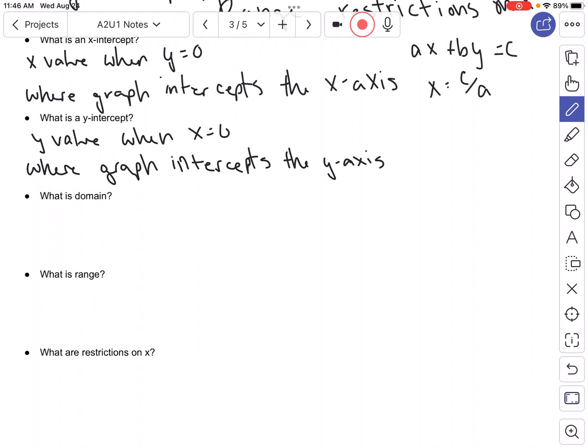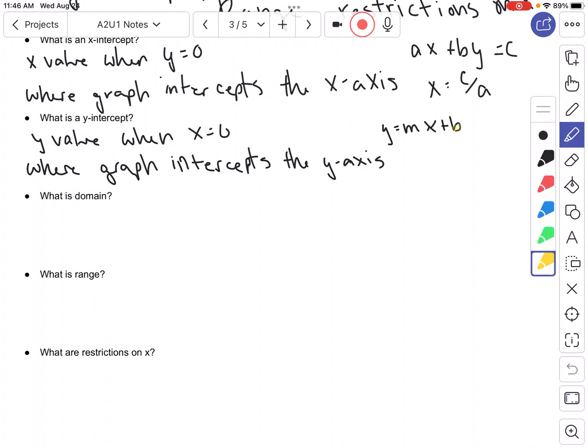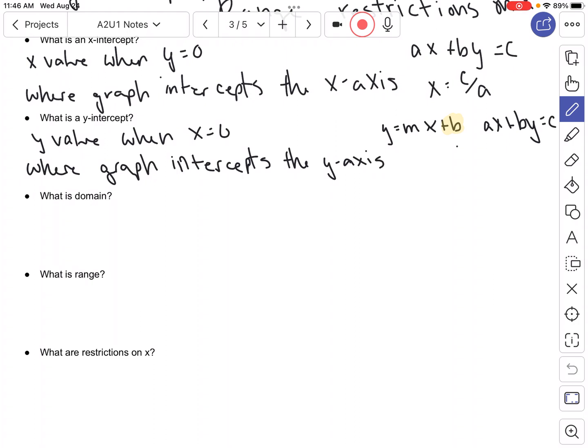So again, if you have a linear function that's y equals mx plus b, you might remember that your y-intercept is b. And you could find that if you plug in 0 for x, m times 0 is 0, 0 plus b is just b. If you have standard form, ax plus by equals c, then your y-intercept is going to equal c over b. So whatever the coefficient of y is, you're going to divide the constant by that coefficient of y.